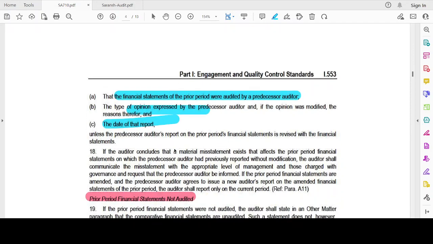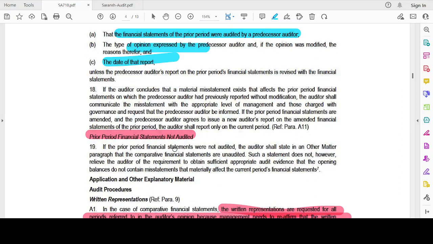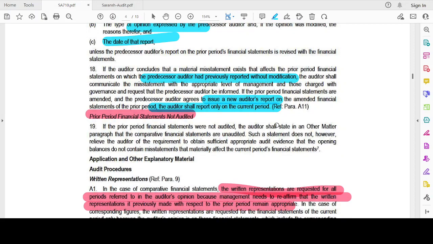If the auditor concludes a material misstatement exists, he should give a report on the matter that the predecessor auditor had previously reported without modification. The auditor shall communicate the misstatement, and if the prior financial statements are amended and the predecessor auditor agrees to give a new report on the amended financial statements, the auditor shall report on the current period only. Okay, else you have to report on the prior period also.